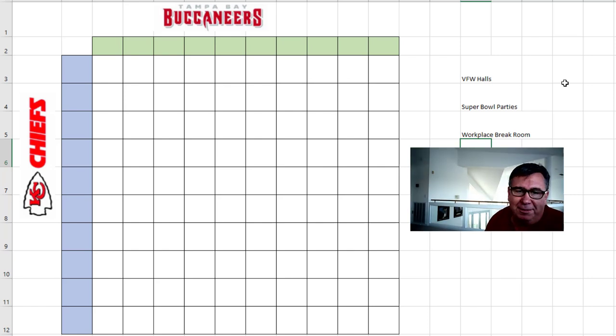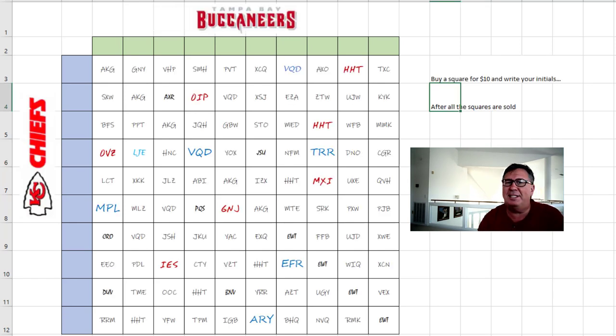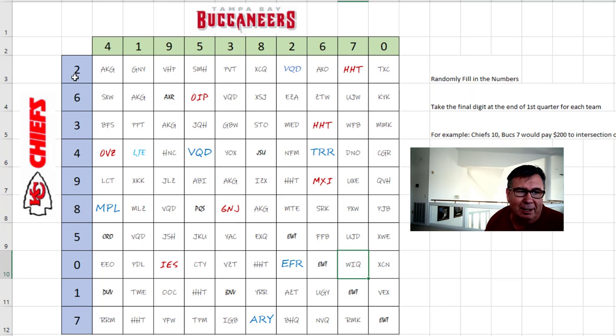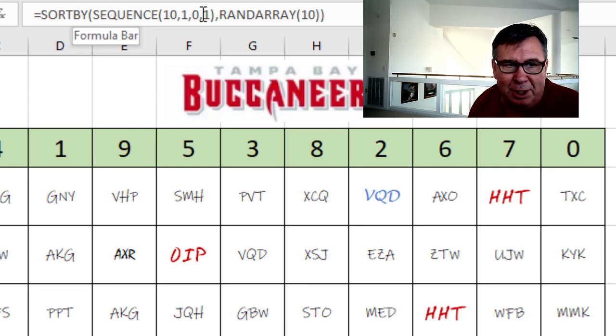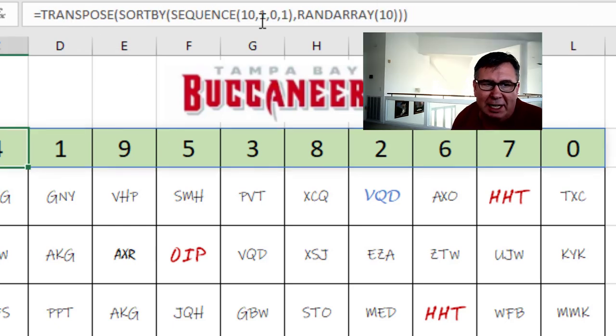since Super Bowl I at VFW halls, Super Bowl parties, and the workplace break room, we start out with 100 squares here, and it's very important that the left column and top row are completely blank, and we start to sell squares. $10 a square, you write your initial in, and then after the squares are sold, some method to put the numbers 0 through 9 randomly down the left-hand side. Now this formula here uses the SEQUENCE function to generate 10 numbers and then SORTBY to sort them randomly. And then the same formula up here, but transposed.